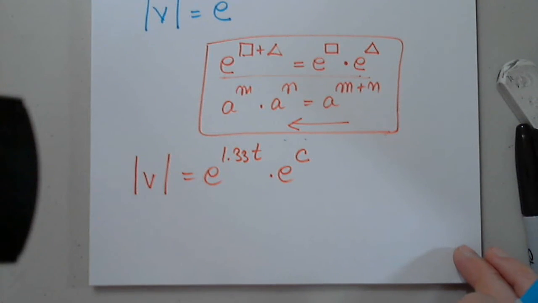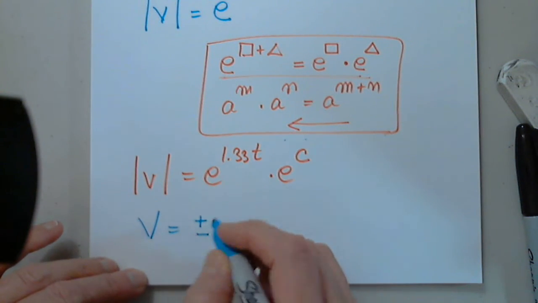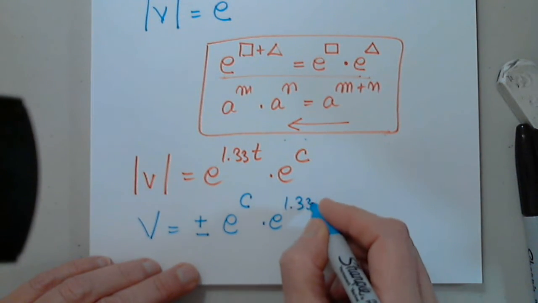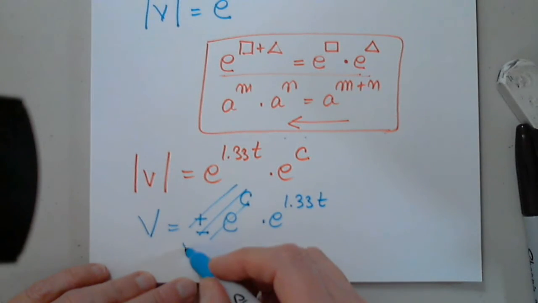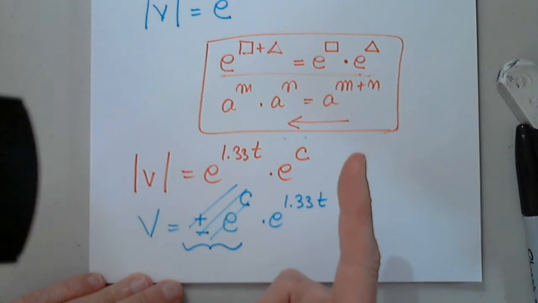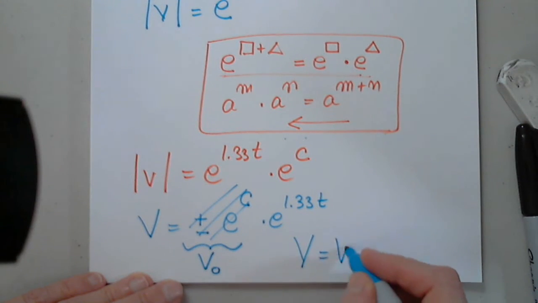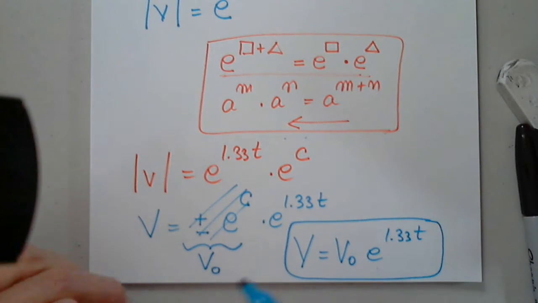It's clear. Okay, so now remember the absolute value. The absolute value has plus or minus. I'll put this in front because it's a constant. E to c times e to 1.33t. And yes, this whole thing can be replaced by one constant. And normally we like to denote this constant by v0 because it's like an initial value. So then v equals v0 e to 1.33t. And now we have the function. We solved the differential equation.